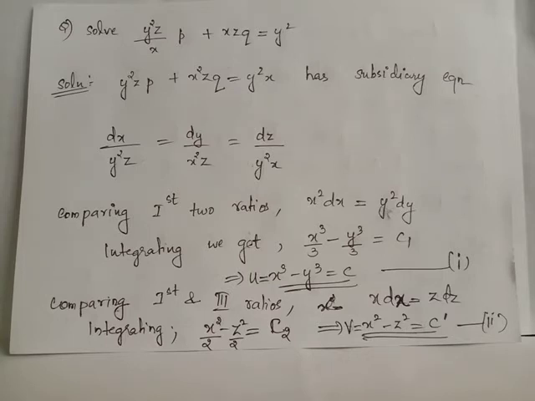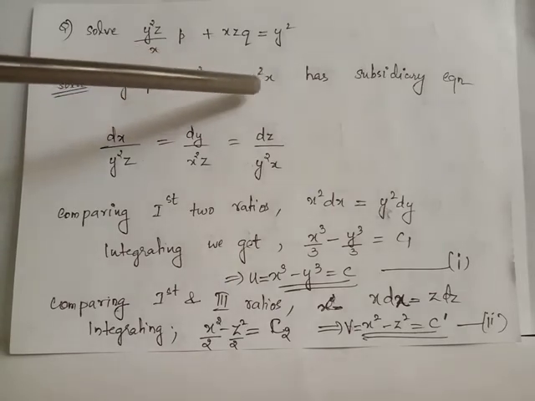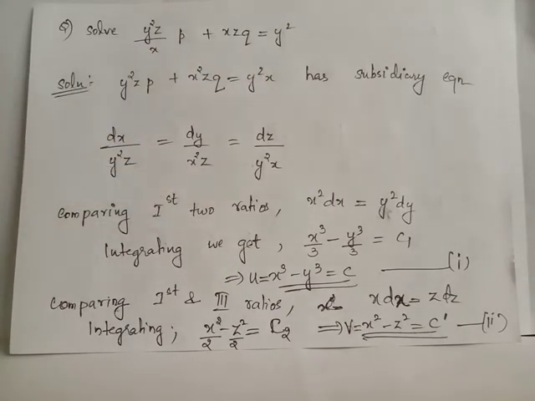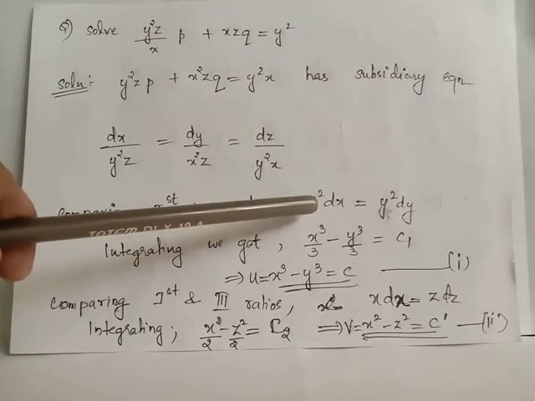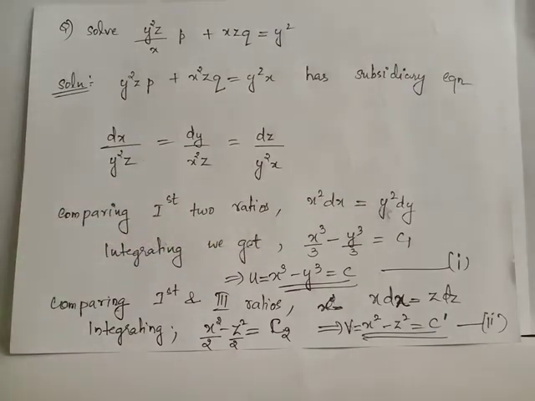Capital Q is the function occurring along with the partial derivative small letter q, and capital P is the function occurring along with the partial derivative small letter p. This is capital P, this is capital Q, and this is capital R. We write the auxiliary equation. If we compare the first two ratios of this auxiliary equation, notice that z is common to both denominators and it can be cancelled. Now, when we group x square along with dx and y square along with dy, we obtain this equation. When we integrate both sides, we obtain x cube by 3 equals y cube by 3 plus constant of integration.